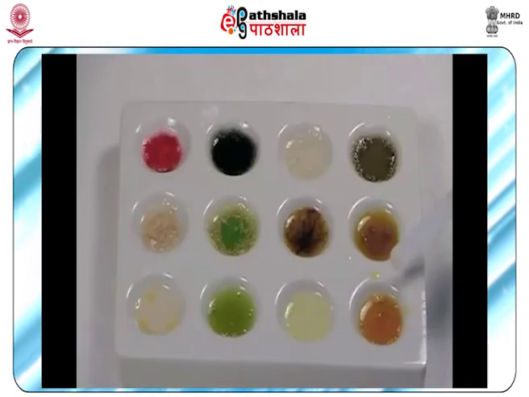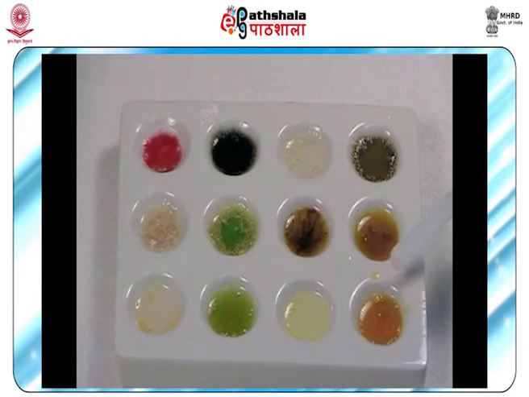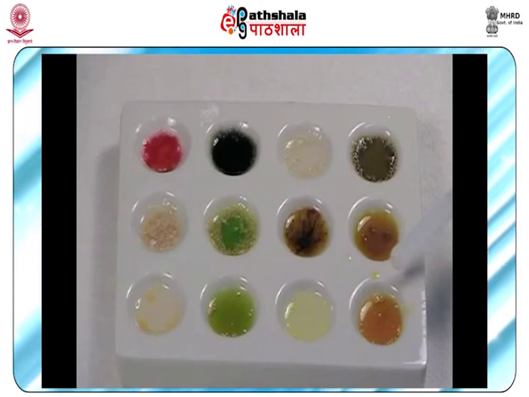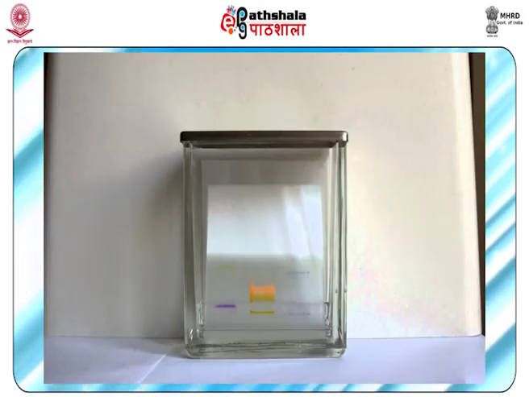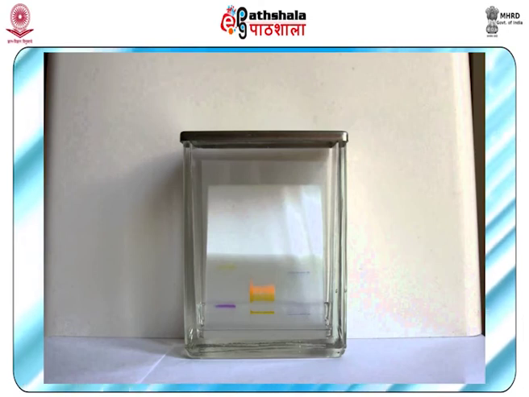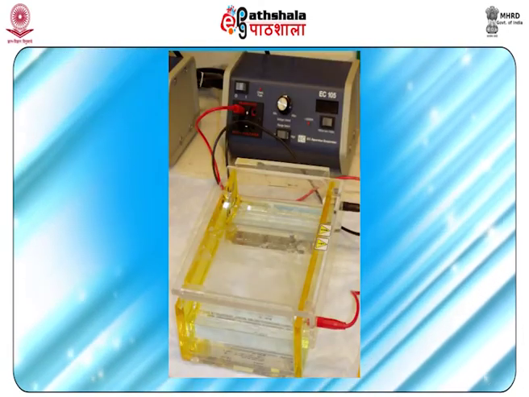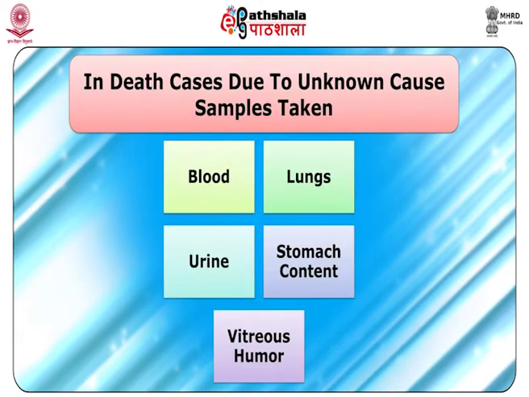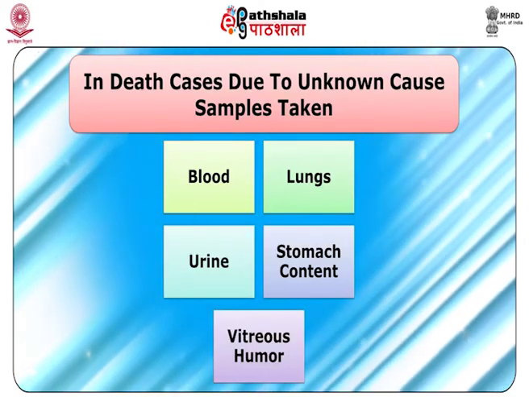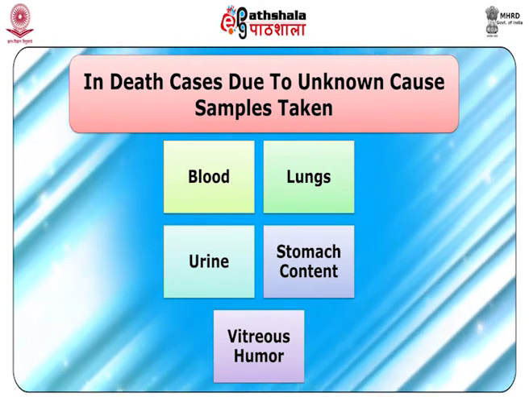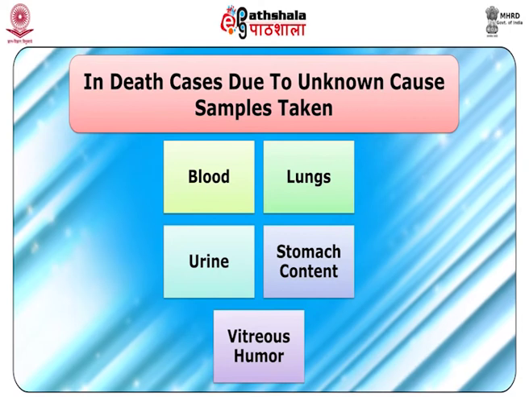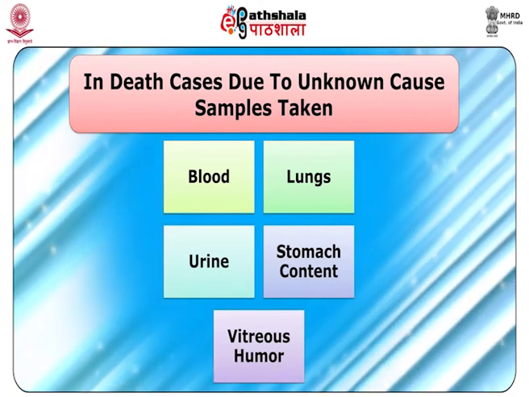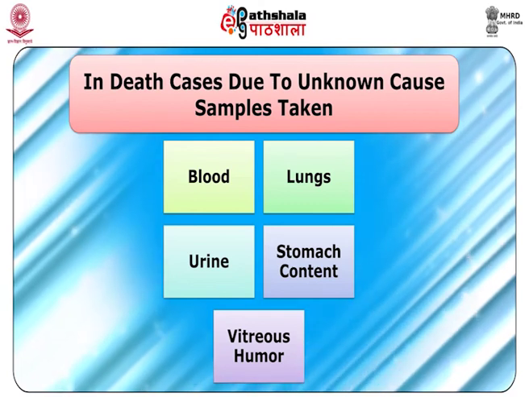Such tests may be as simple as various color tests or may involve different instrumental techniques ranging from simple to complex ones. Paper or thin layer chromatography or complicated techniques like gas chromatography or electrophoresis could be used for the analysis of different toxins. In death cases due to unknown cause, samples of the victim's blood, lungs, urine, stomach content, and vitreous humor are examined for traces of poisons.